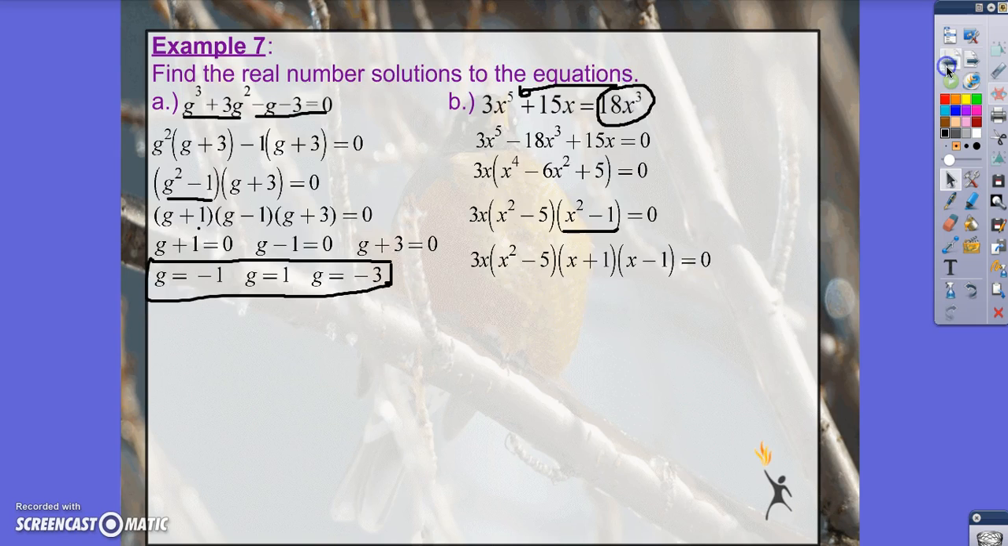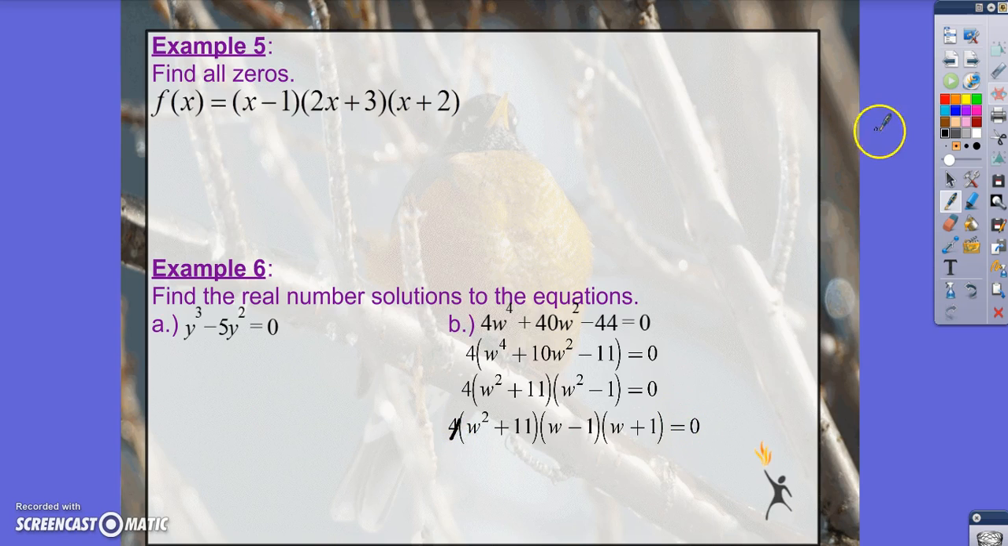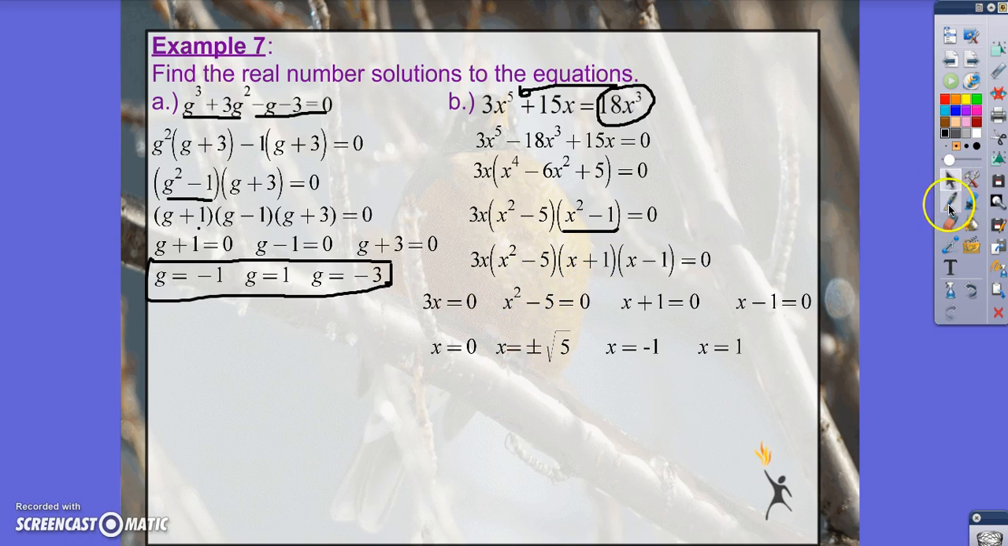Now, do you remember in the last example, right here, because of the 4, we were able to cross it out, because you divide both sides by 4, 0 divided by 4 is 0. You can't do that here because it's an x. You actually have to set them each equal to 0. Don't forget the negative 5 comes over as positive. We take the square root, it's plus minus. So you get 0, plus minus root of 5, negative 1, and positive 1.